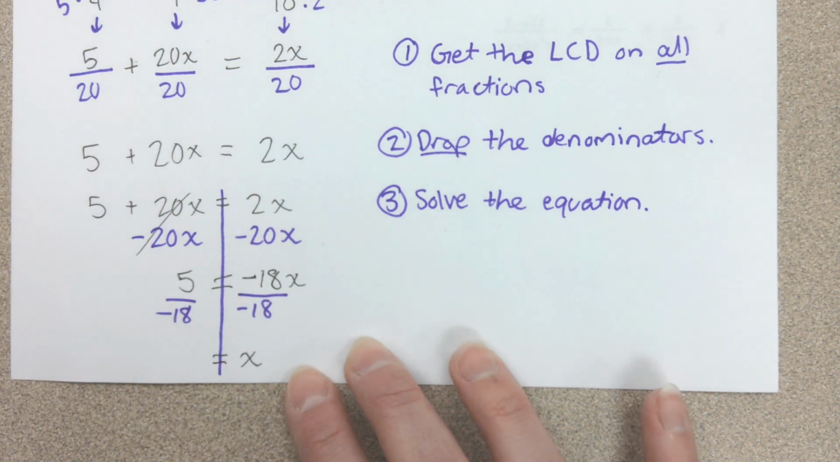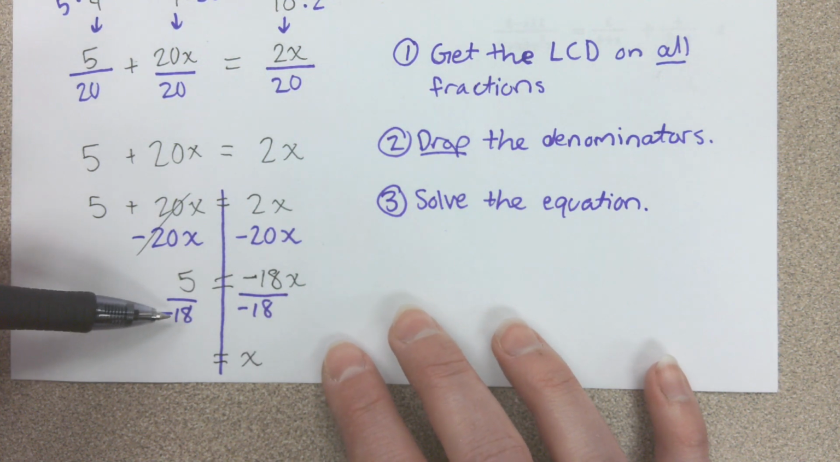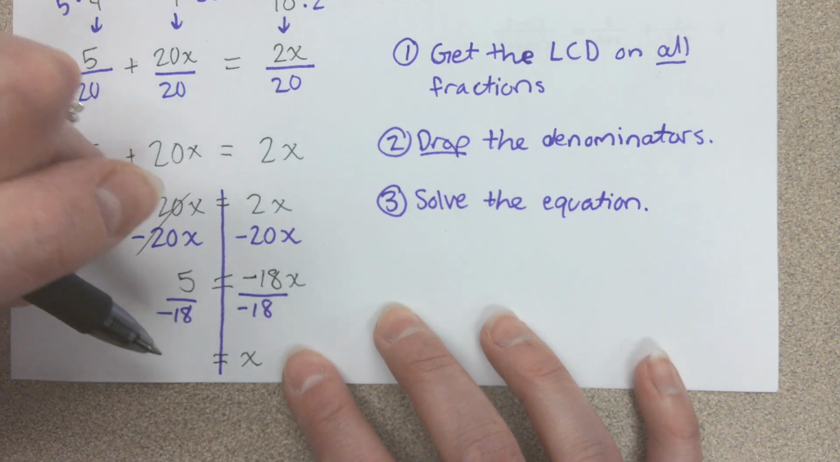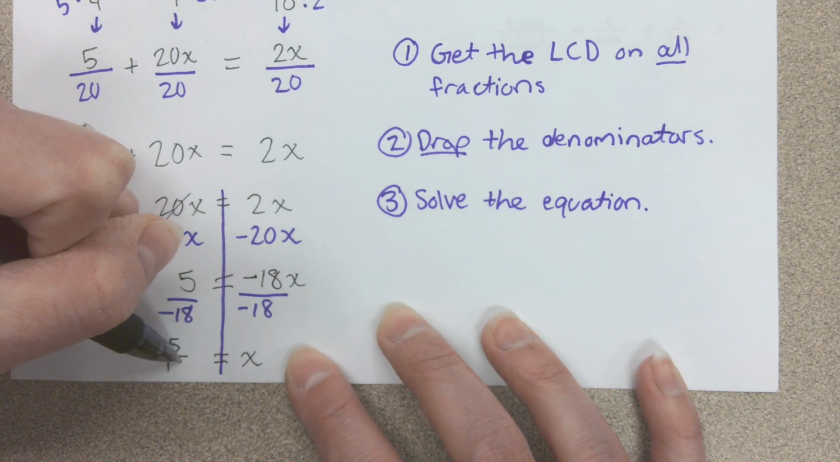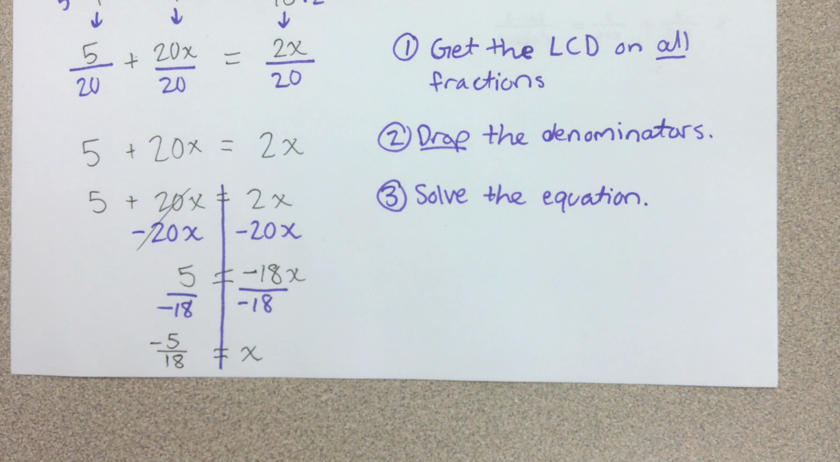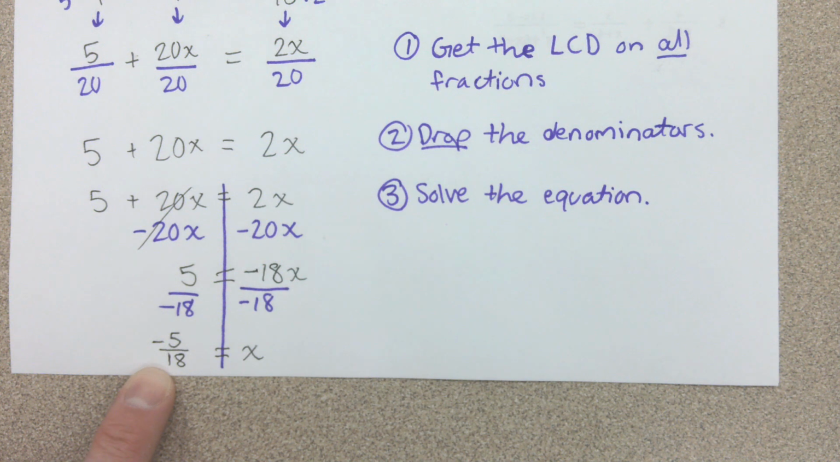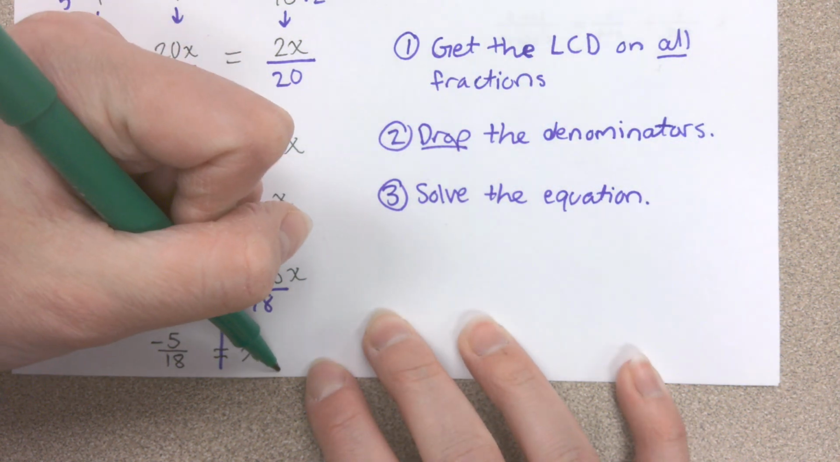X equals, and you can keep the negative on the bottom, but I always like to put it on the top. That's just me. Negative 5 over 18. And I already see some of you doing it. You are more than welcome to check and make sure that doesn't reduce. I can tell you for certain it does not. So I'll save you that step. But do check that when you get a fraction. Make sure you can't reduce it. That's it. We're done.